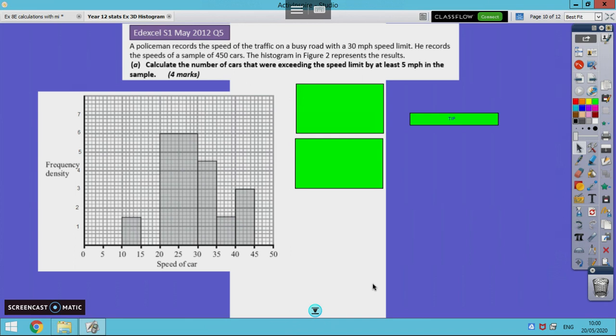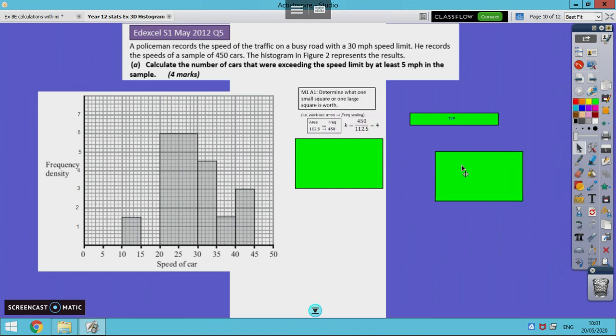So it says calculate the number of cars that were exceeding the speed limit by at least 5 miles per hour in the sample. Well, firstly, we need to think about what the scaling is. That's what we must do first of all. We can't figure that out until we know what the scaling is for this histogram. We're told that the total number in the sample was 450 cars. So we need to see what the area is multiplied by to give us the frequency, so we find the scaling.